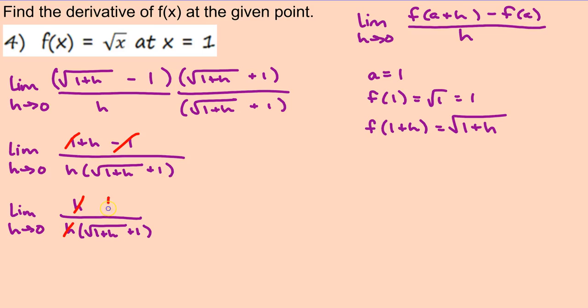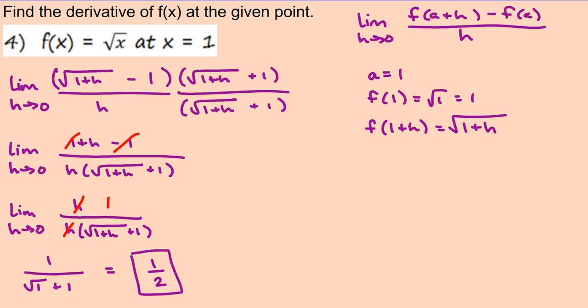Reduce the top and the bottom. Don't forget to leave a 1 on the top. And then you're ready to substitute 0 in for h, and we have 1 over the square root of 1 plus 1. That would be 1 over 2. And the answer is 1/2. I think that's the last example.